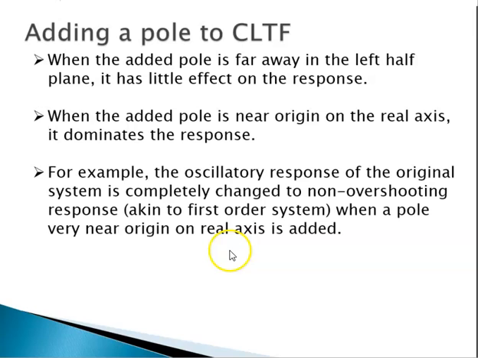So in general, try to avoid poles very near origin on the real axis because that is similar to adding extra integration. Extra integrations may not always lead to stability. You need to carefully notice the system behavior and then only add poles very near origin.